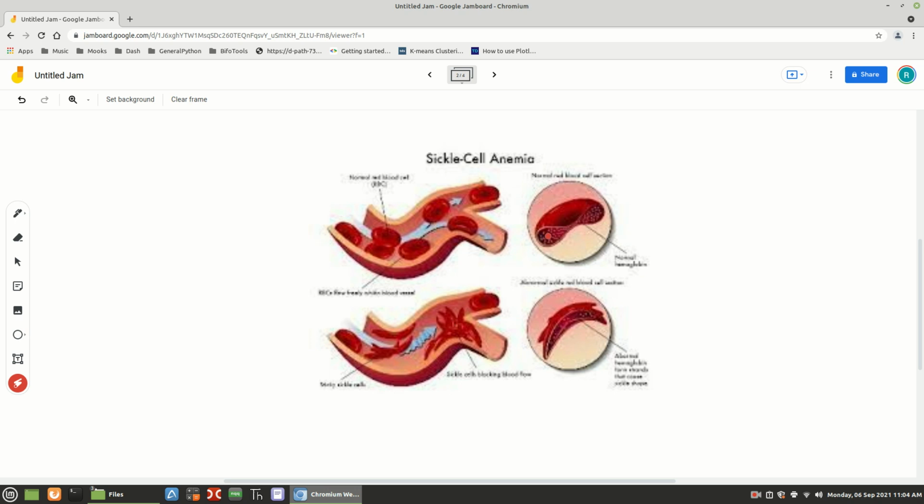Now here is the way it looks in a normal cell, where all of the little hemoglobin molecules are separate. It's hard to see here, but you can see that the little dots are separate. But here, the dots are not separate. They form long chains. They stick to one another, and this causes the sickle shape of the cell.